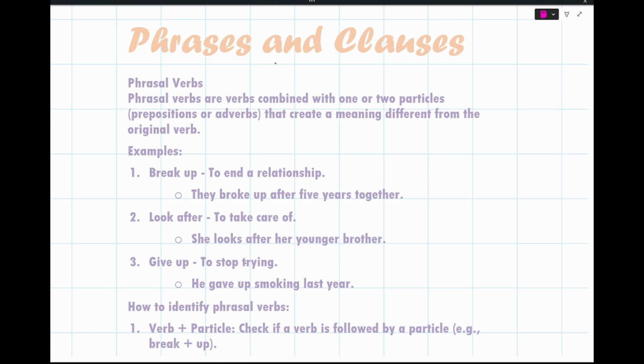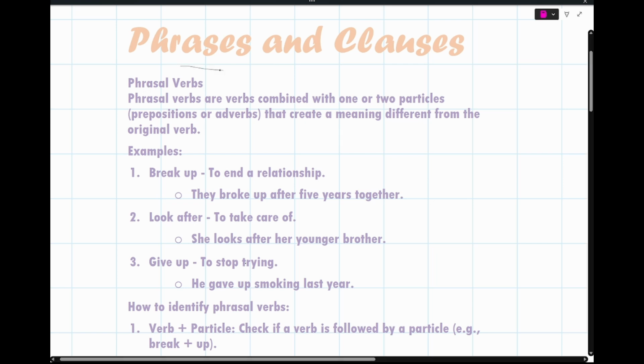Okay, let's start. So, what are phrasal verbs? The topic's name is phrases and clauses. We will understand what these components mean. We will talk about phrasal verbs and then we will talk about how to identify them. First, let's talk about phrasal verbs.